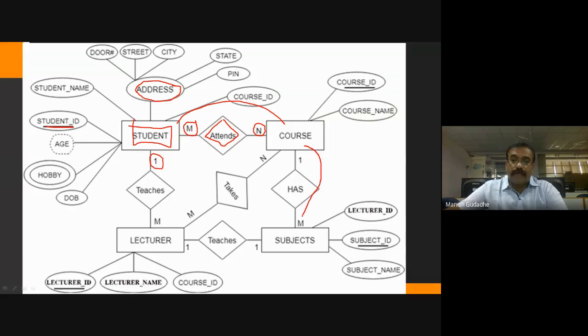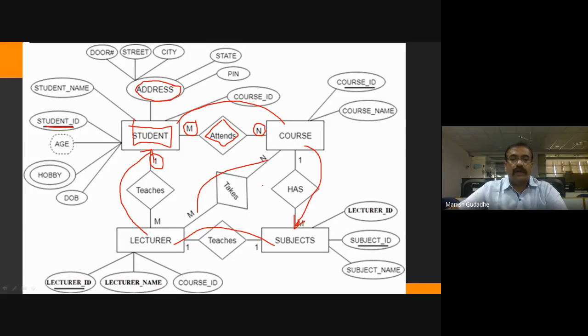One course may have many subjects. Many subjects may belong to only one course. So one to many. This is many to many. One to many. One lecturer teaches only one subject. One to one. Many lecturers may teach one student. As you are one entity, many teachers are coming and teaching you different subjects. So many to one, one to one, one to many, and many to many.